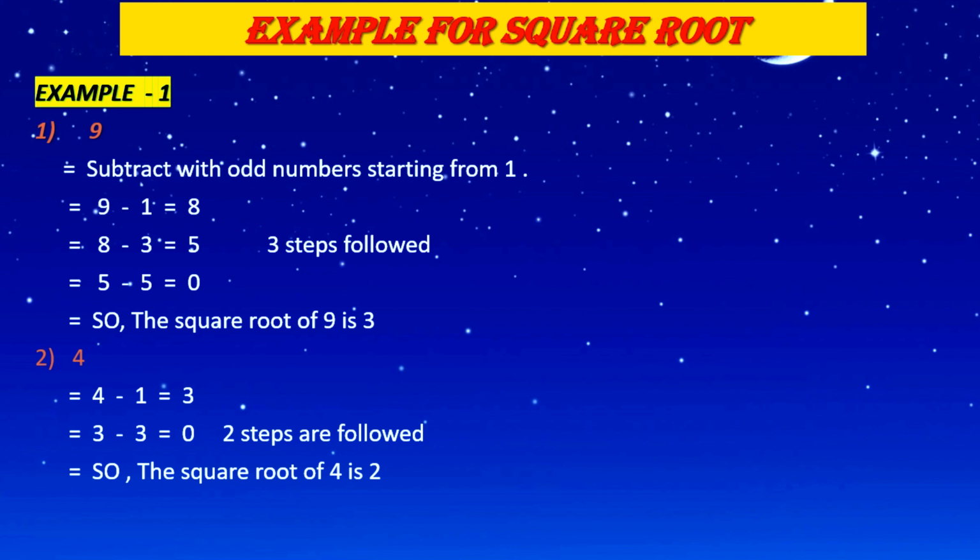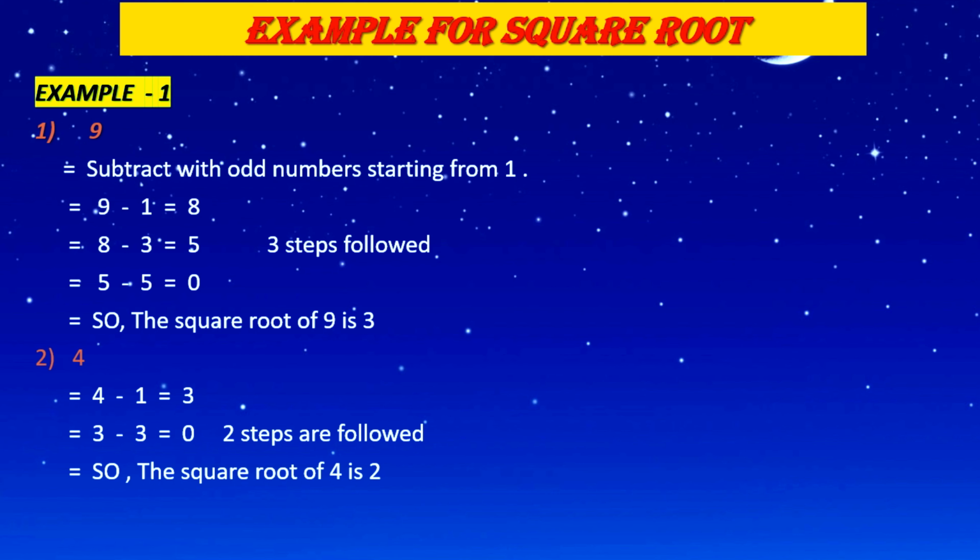And how many steps are followed, we should see: 1, 2, 3. These 3 steps are followed. So the square root of 9 is 3. We should subtract only odd numbers till we get 0, and count how many steps are followed. The number of steps followed will be the square root of the number.